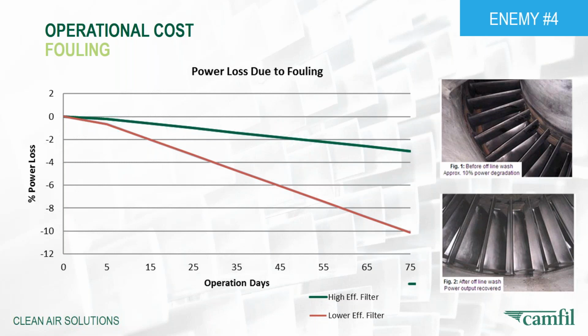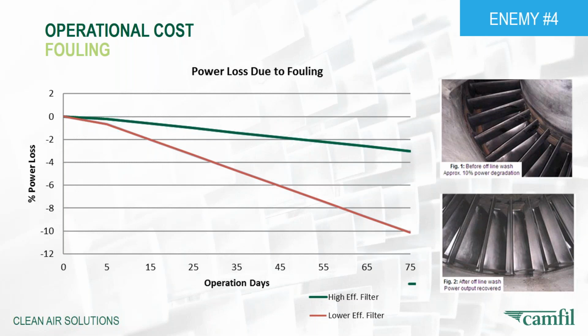And the slides on the right-hand side may be a little difficult to see in the presentation, but you can see the cleanliness between the 10% power loss and 3% power loss of the first stages of the compressor section.